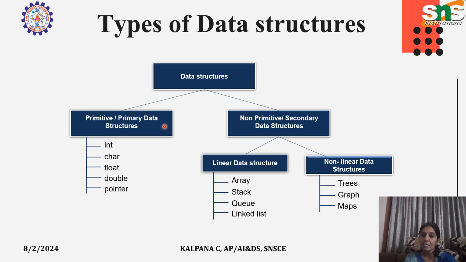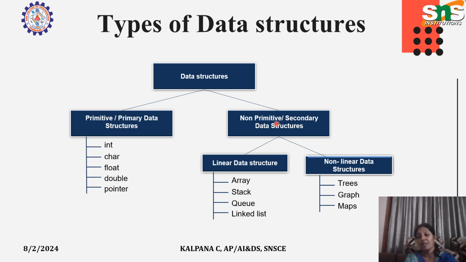Under primitive or primary data structures, we have built-in data types. You might have studied C, C++, Java. There we have the term called data types, which comes under primary data structure. Primary data structures are nothing but our inbuilt data types like integer, character, float, double, pointer. So these all come under the primitive or primary data structure category. This is one type of data structure.